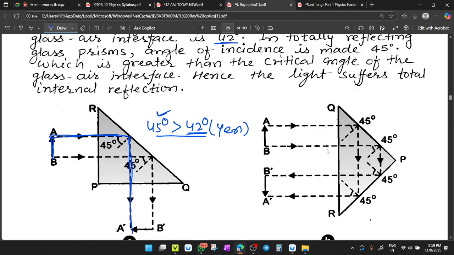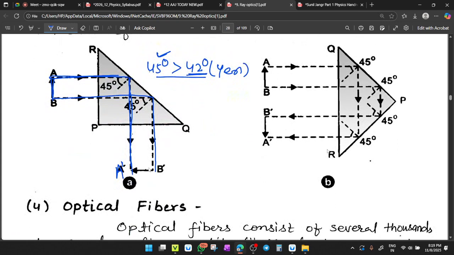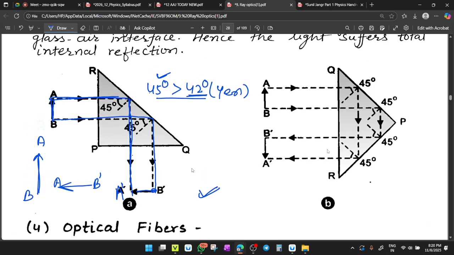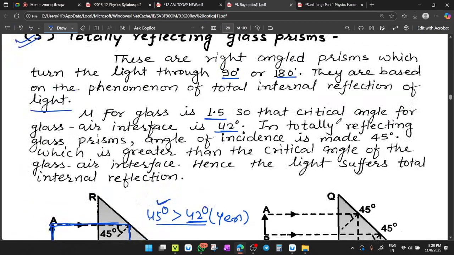So this is the image of A, that will be A dash. Similarly, the rays coming from B are totally internally reflected and they form B dash. This is B dash. Clear or not clear? Now check how much deviation is there. 45, 90 degrees. Clear? Initially your object is like here, this is B and this is A, and now it has become like this, B dash A dash. So how much angle is traveled here? Totally 90 degrees. So this is called a totally reflecting prism. Clear or not clear? Yes.